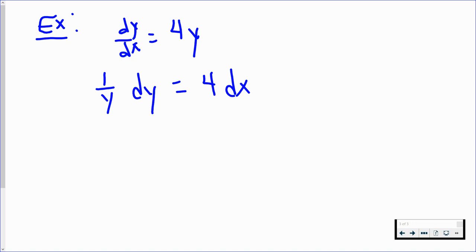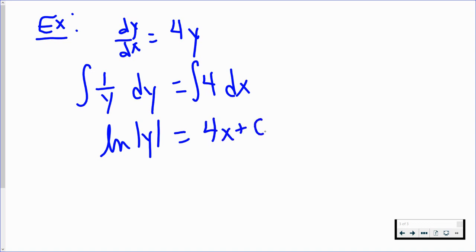Maybe if my pen will decide to cooperate. So if we take our integrals, integral of 1 over y dy is natural log of absolute value of y. Integral of 4 dx would be 4x plus c.